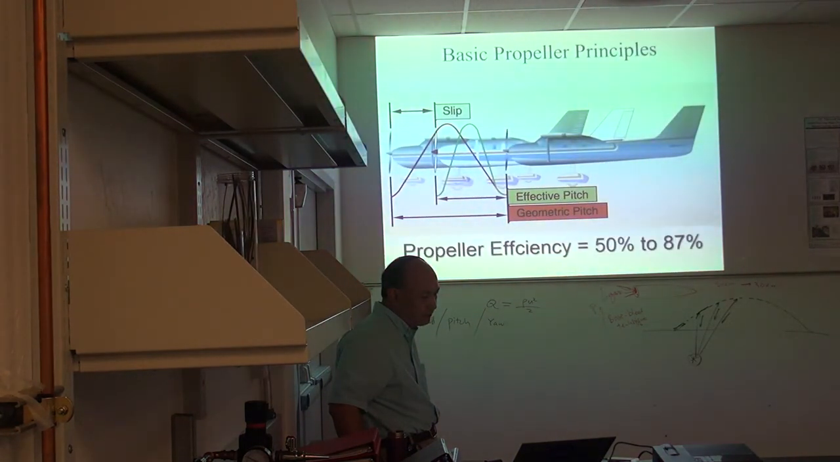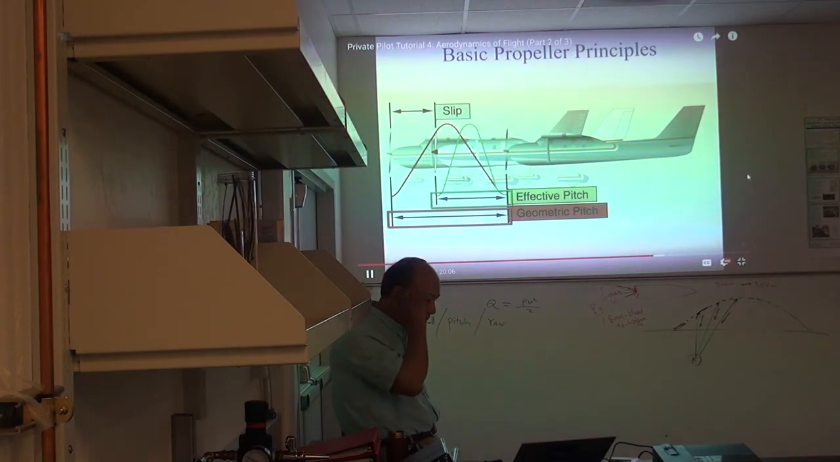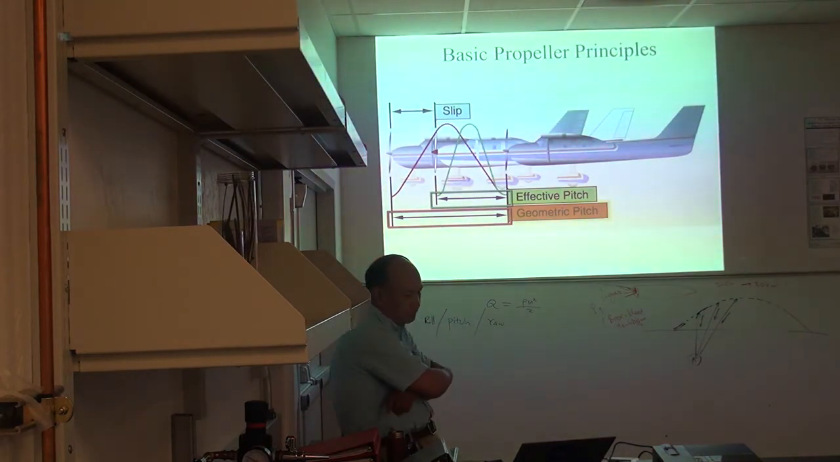Propeller efficiency can range anywhere from 50 to 87% depending on how much it slips. Propeller slip is the difference between the geometric pitch of the propeller and its effective pitch. Geometric pitch refers to the theoretical distance a blade should travel through the air, and effective pitch is the amount the blade actually travels. If the effective pitch is shorter than the geometric pitch, the propeller travels through the air too quickly, and that is referred to as slip.